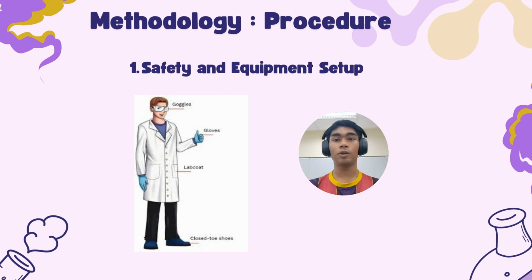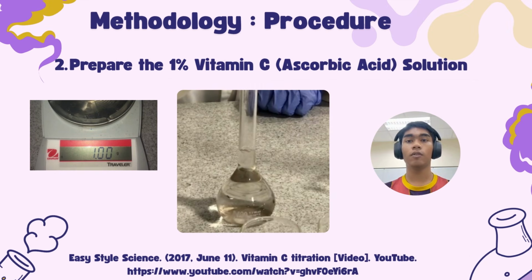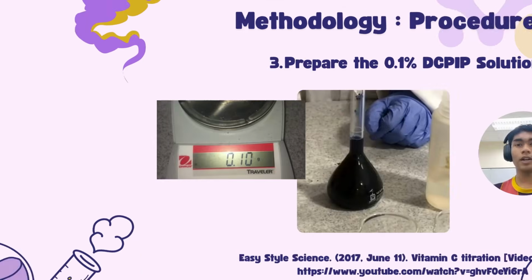This is the step-by-step procedure for the vitamin C titration. The first step is safety and equipment setup. Wear your personal protective equipment, or PPE, as directed by your lab assistant and gather all your necessary equipment. The second step is to prepare the 1% vitamin C or ascorbic acid solution. Weigh out 1 gram of the ascorbic acid and add 100 ml of distilled water to the acid. Next, pour the solution into a 100 ml volumetric flask. Make up the solution to the graduation mark. You can invert the flask to ensure all solid is completely dissolved.